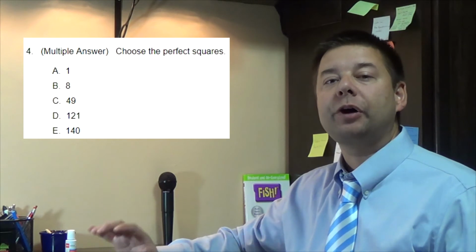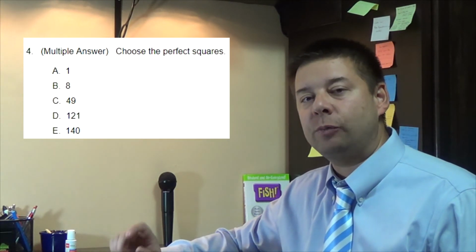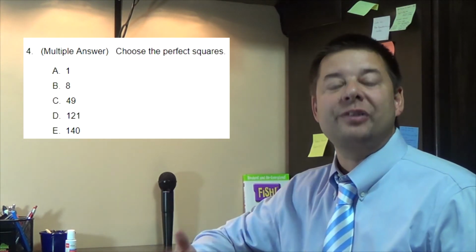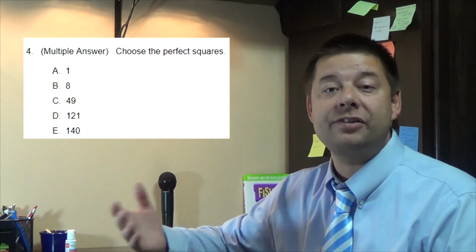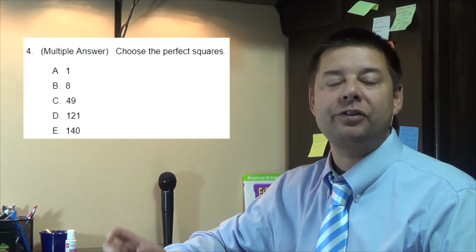Now for number 4, the key word here is perfect square. You're going to see it in the problem, and it's really important that we understand what a perfect square is. Perfect square is going to be the result of a number squared. So think to yourself, 2 squared. That's 2 times 2, which equals 4. 4 is a perfect square.